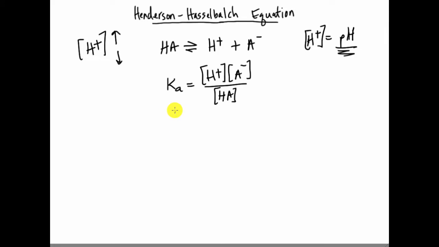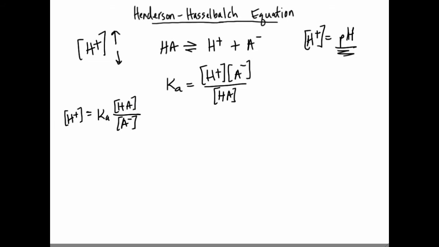What we can do is say, okay, if I have my Ka and I want to solve for the hydrogen concentration, I can go ahead and solve for my hydrogen concentration just by using some algebra and manipulating the equation. What I would end up with is Ka is equal to the concentration of the acid over the concentration of the anion. Now, why would I do this?